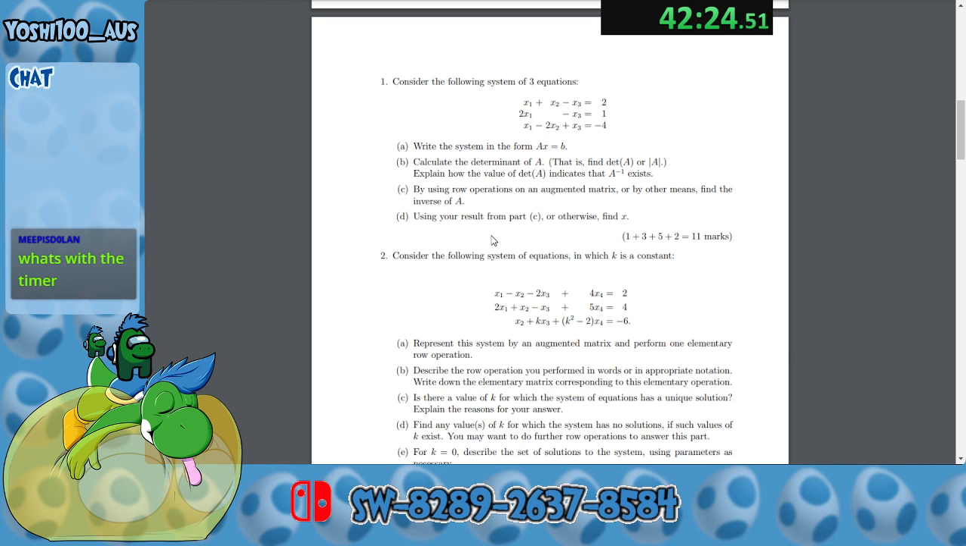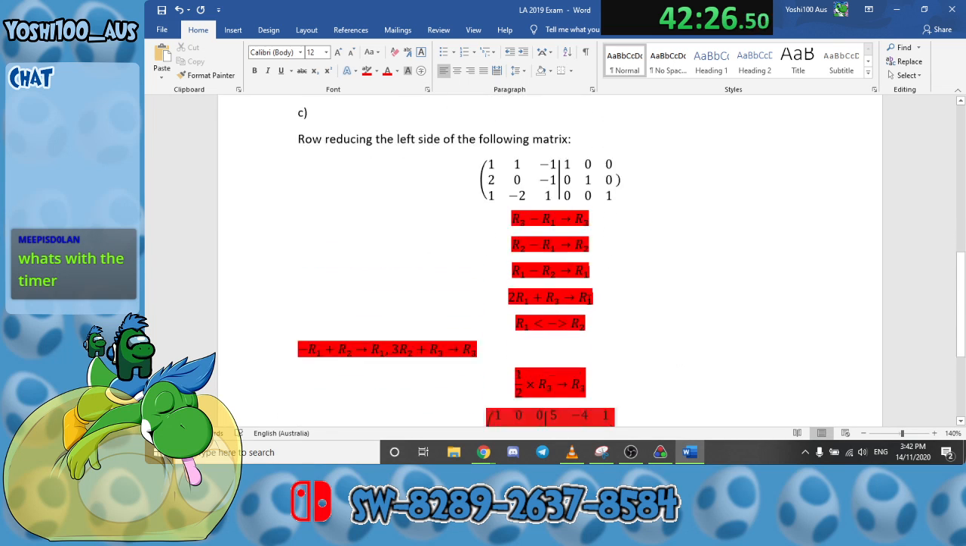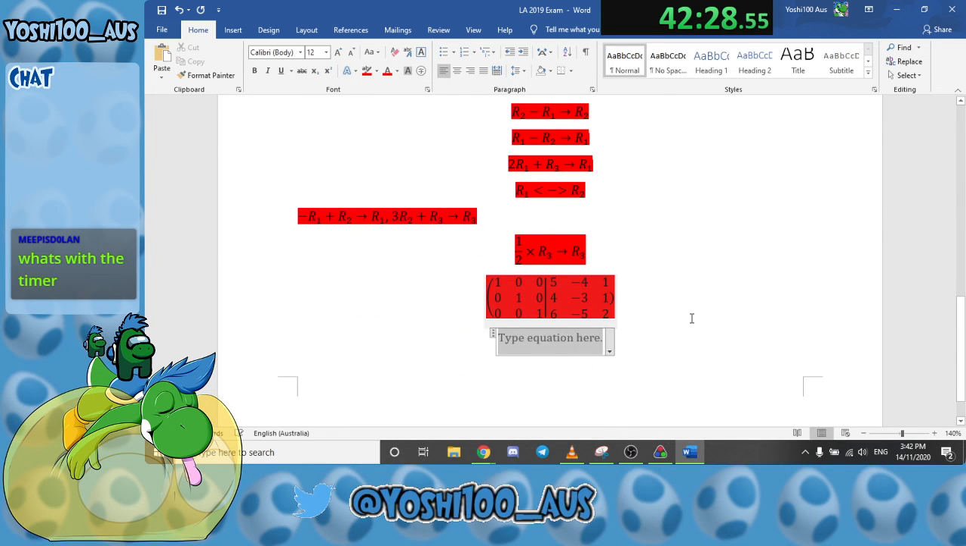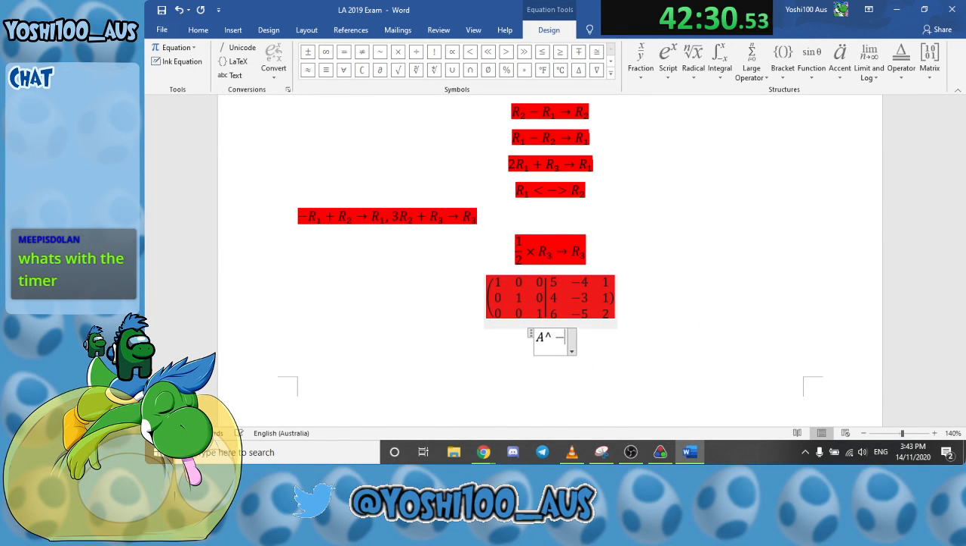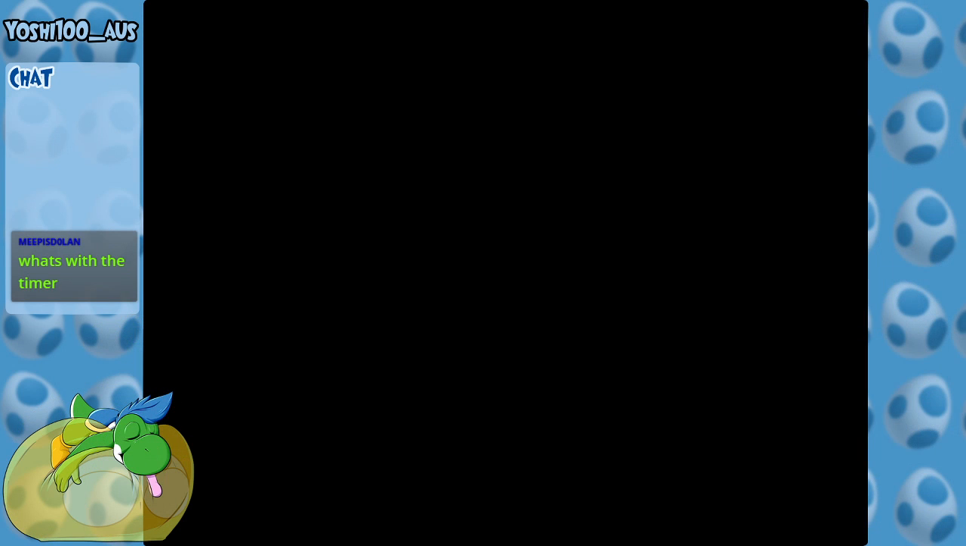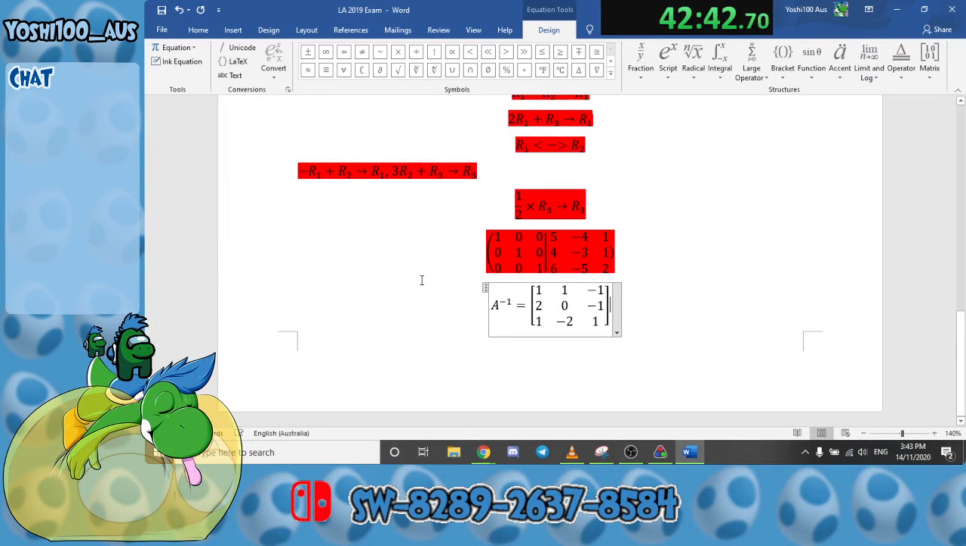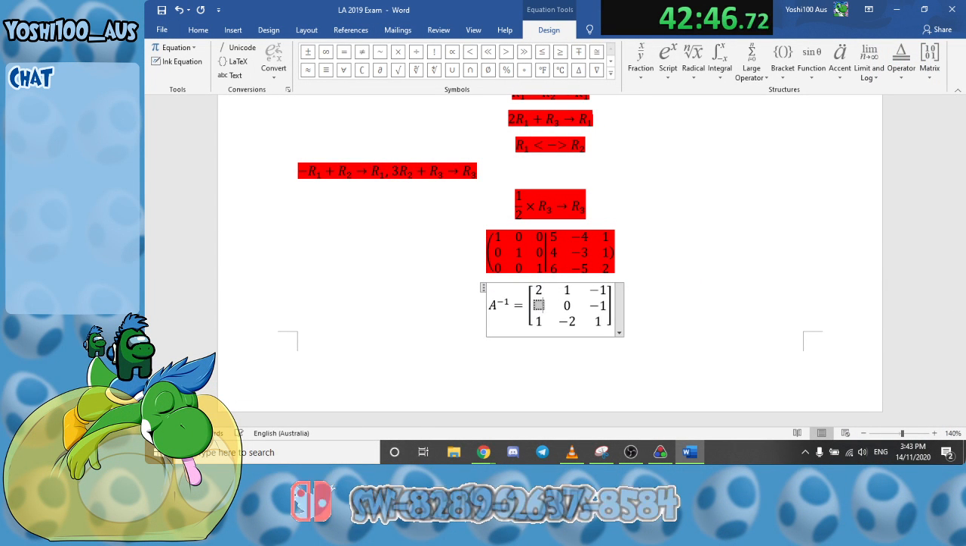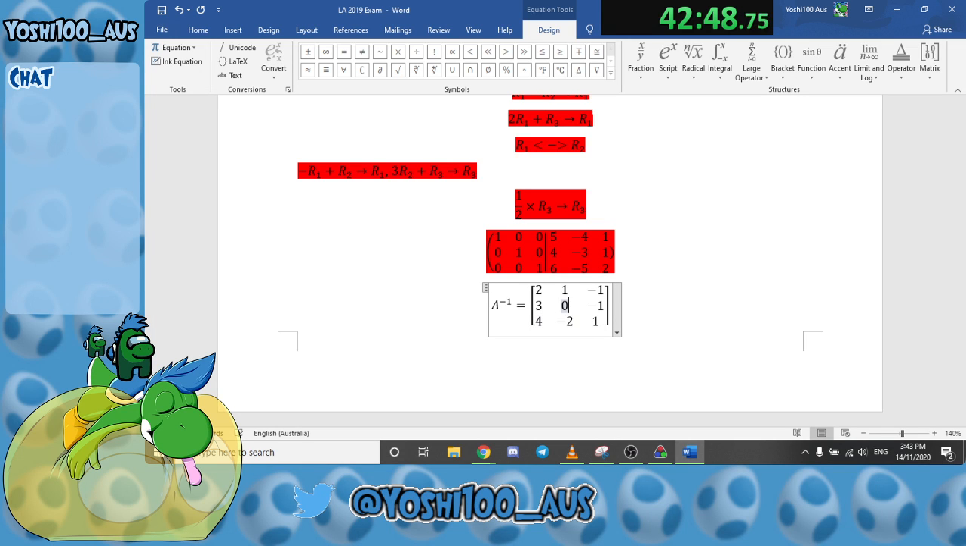Find the inverse. Okay, so we're gonna state that the inverse equals, do I have it in paste? I do not have it in paste. Can I do this correctly? Nice. This is 2, 3, 4, minus 1, minus 2, minus 3.